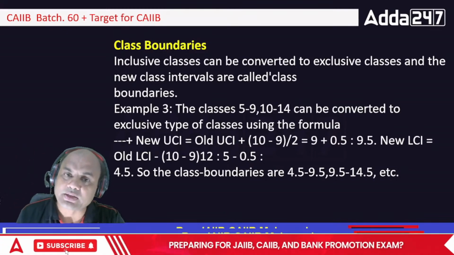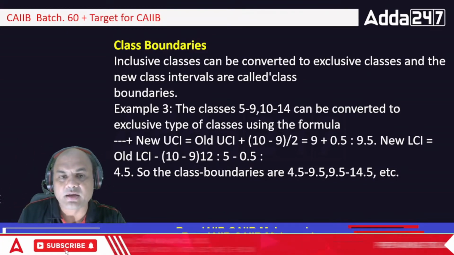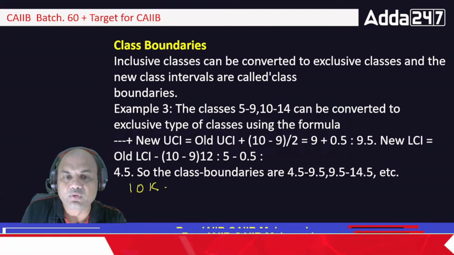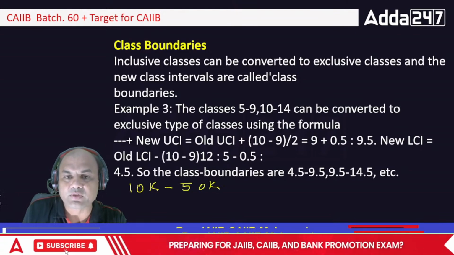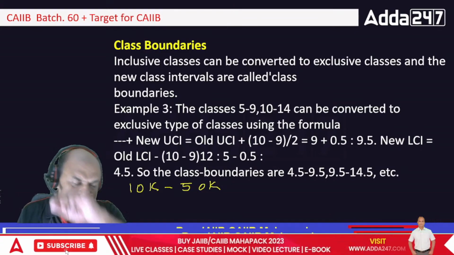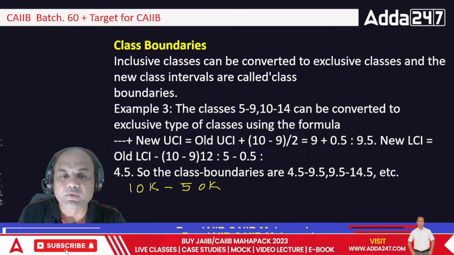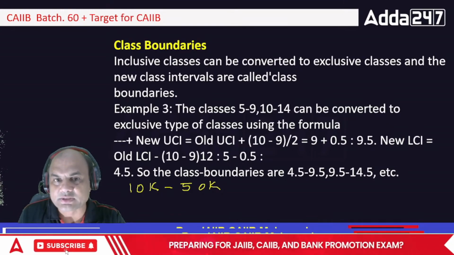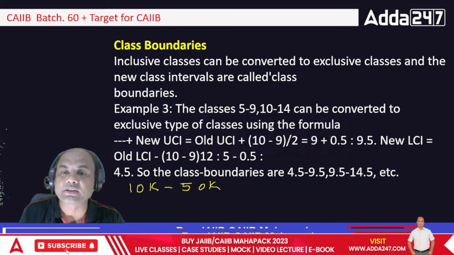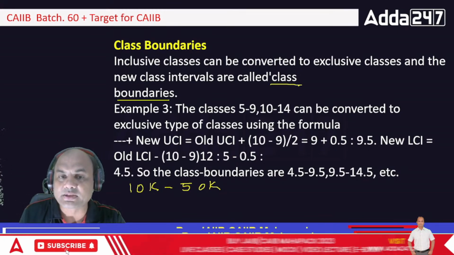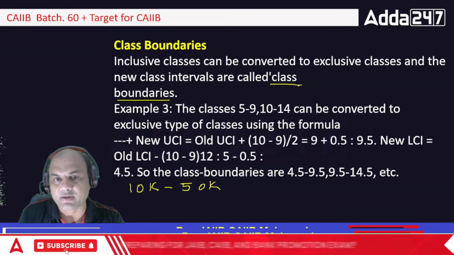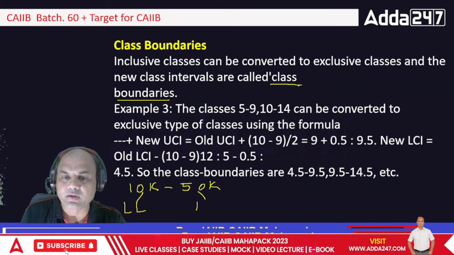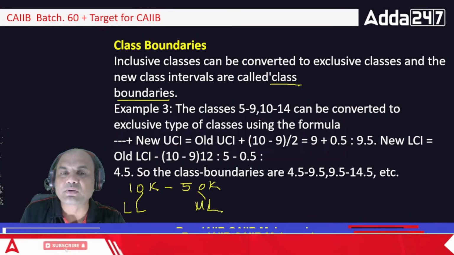Now what are class boundaries? Class means, as in the earlier example, 10,000 to 50,000. That was the salary, and we considered it one class. A class boundary means where I have the lower boundary as well as the upper boundary. Inclusive classes can be converted into exclusive classes, and the new class intervals are called class boundaries. See here, 10k to 50k: this is my lower limit, and this is my upper limit.